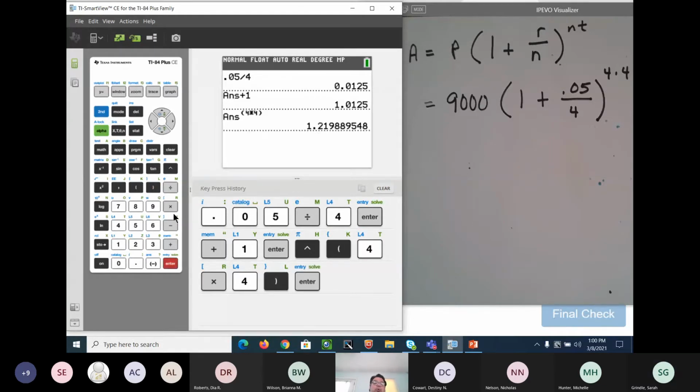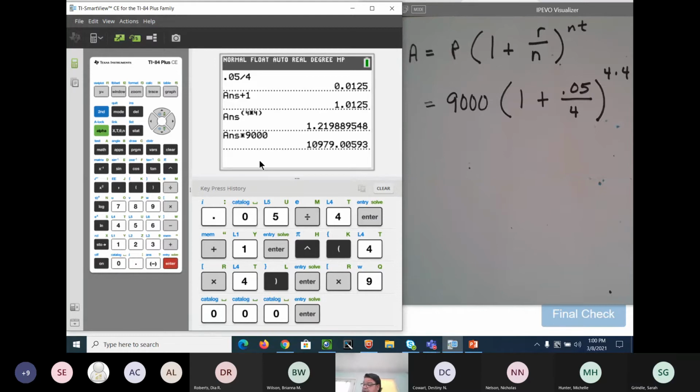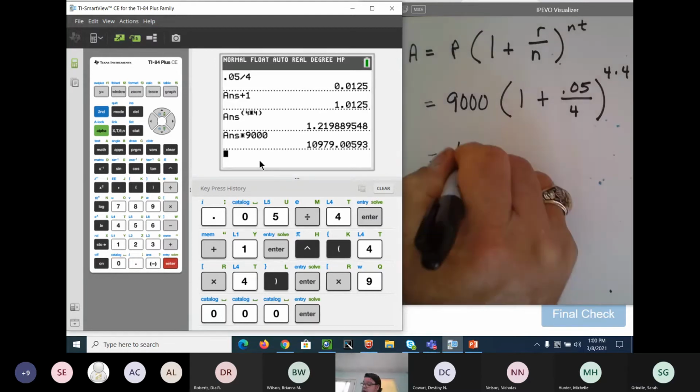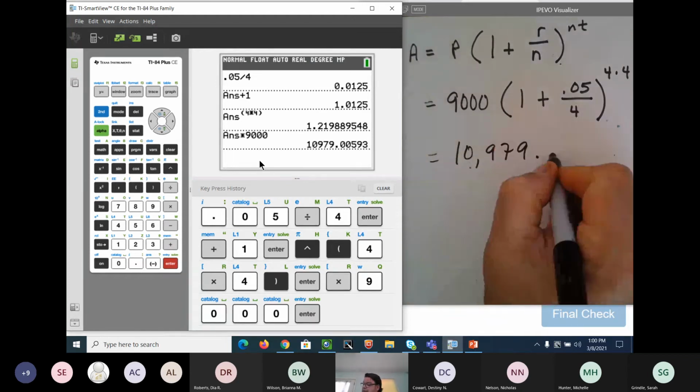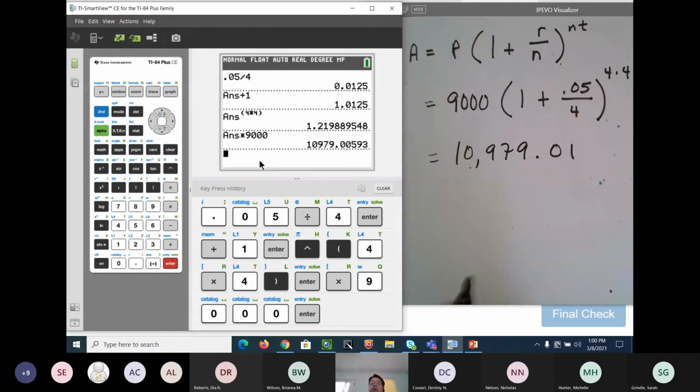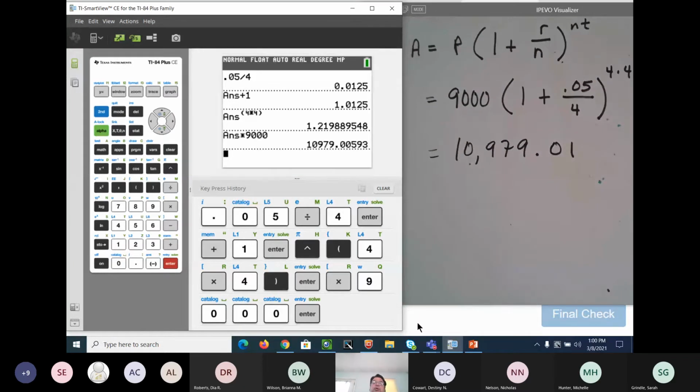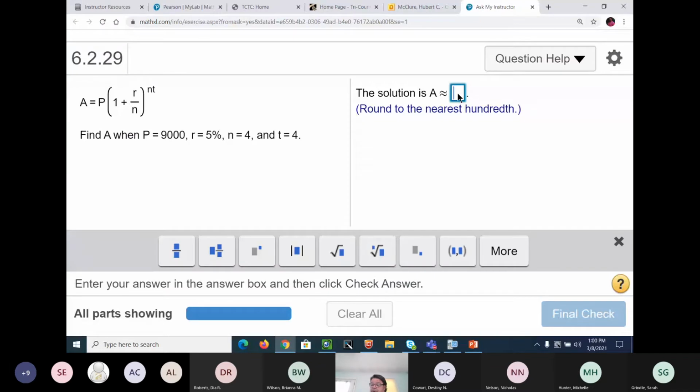And multiply that by what? 9,000. So at the end of 4 years, how much money you got in the bank, savings account? You got $10,979.01. Now I'm going to give you one here in just a second. I want you to do it. $10,979.01, and you feel good about yourself.